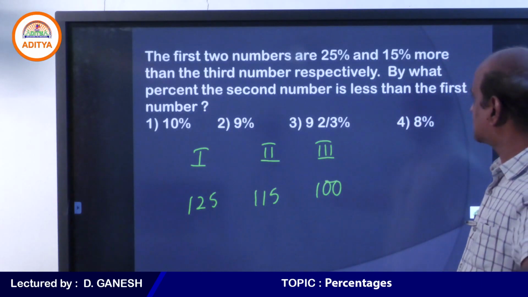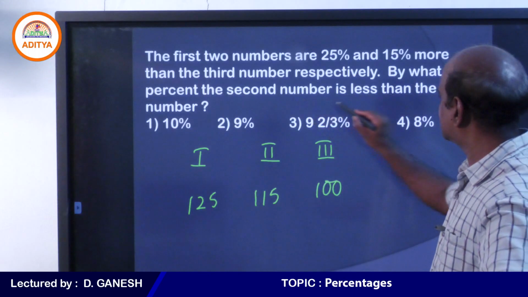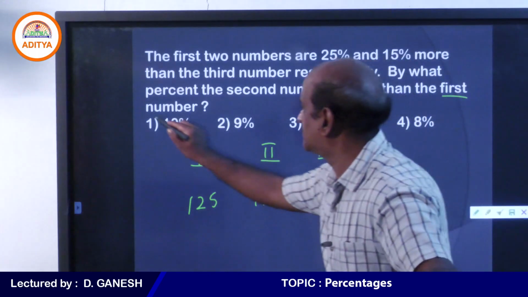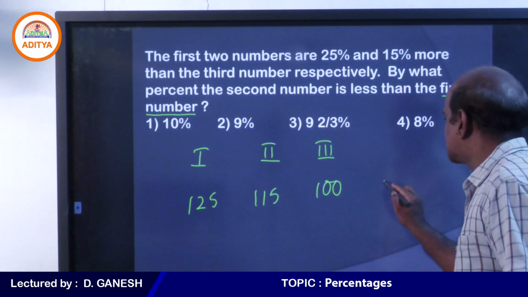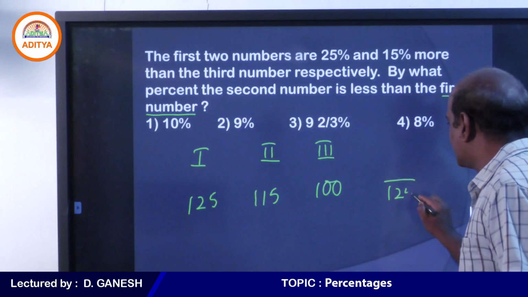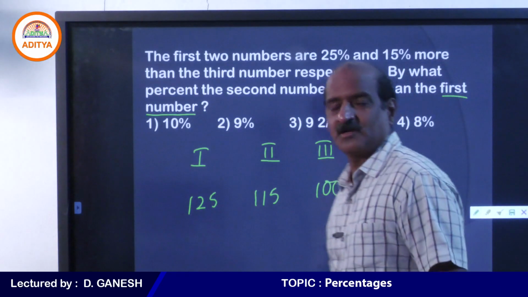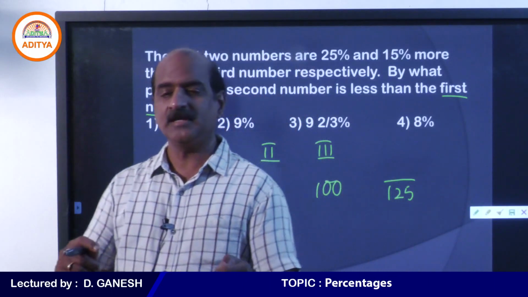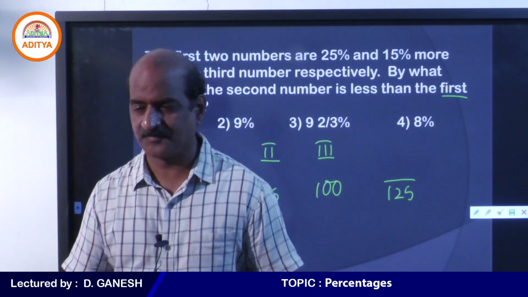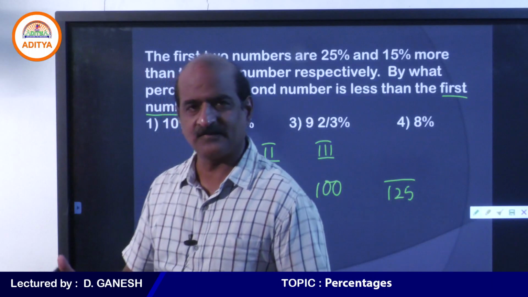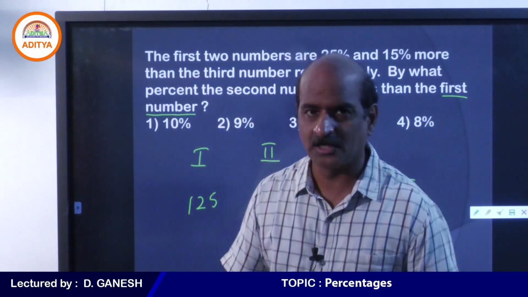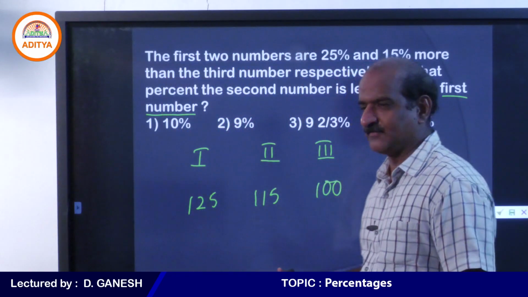Now the question is, by what percent second number is less than the first number? Student, we have to take 125 in the denominator. You know why 125 in the denominator? We are comparing with the first number. Therefore, in denominator we have to take 125.